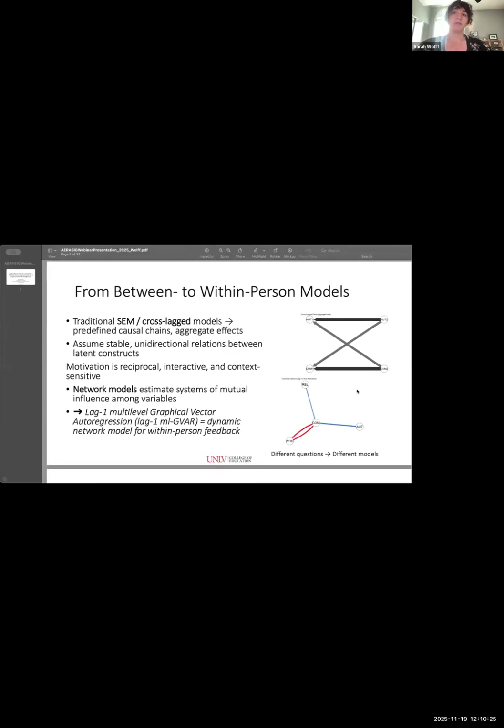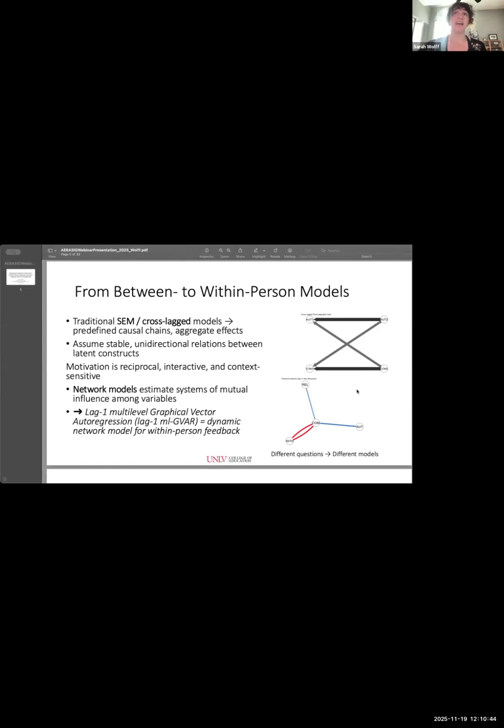Now, with traditional structural equation modeling, we start to ask different questions when we shift into different modeling techniques. With a within-person perspective, we're trying to ask not who's more motivated, but how does motivation evolve inside a person from one occasion to the next.